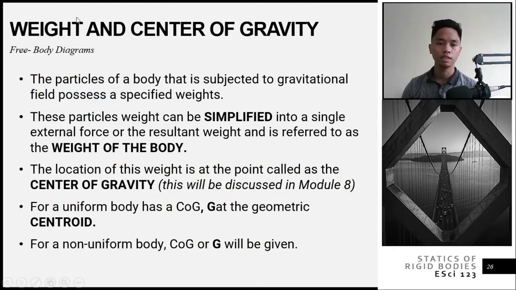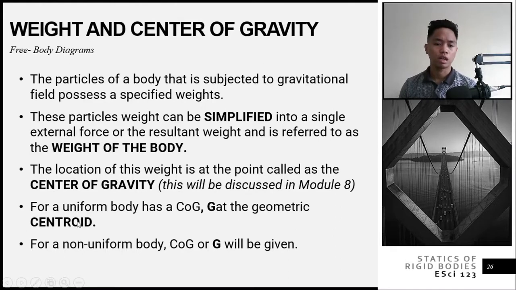Okay, so lastly is weight and center of gravity. So you already know weight, right? So the particles of a body that is subjected to gravitational field forces possess a specified weight. So our body is made of particles, and those particles have weights. Now to get the simplified, the resultant of all of them, their overall weight, is called your simplified weight or the weight of the body. That would be your resultant weight. Then that resultant weight is located at the center of gravity. We will discuss the center of gravity in module 8.